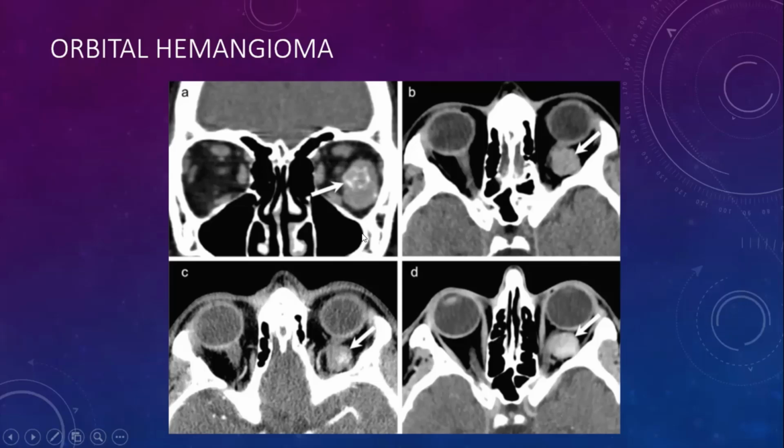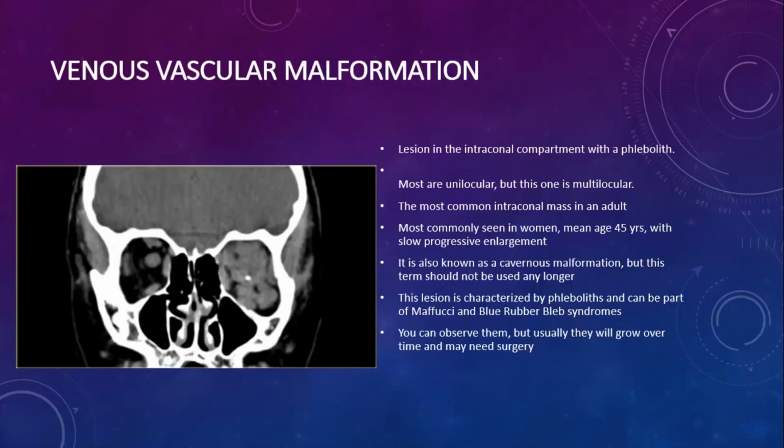D is the venous phase where homogeneous, intense, extensive enhancement is noted. So this can give a clue of hemangioma and calcification. Always we have to think in terms of orbital hemangioma. Another similar differential for this is the venous vascular malformation.